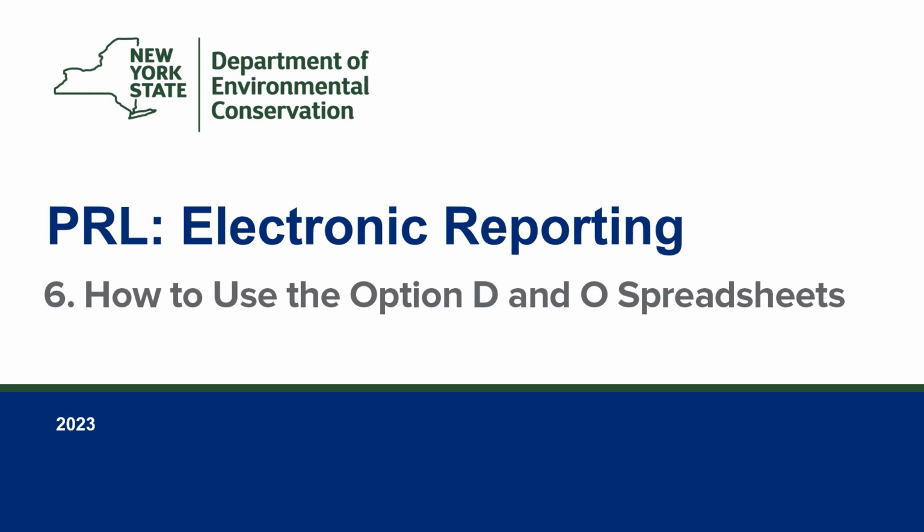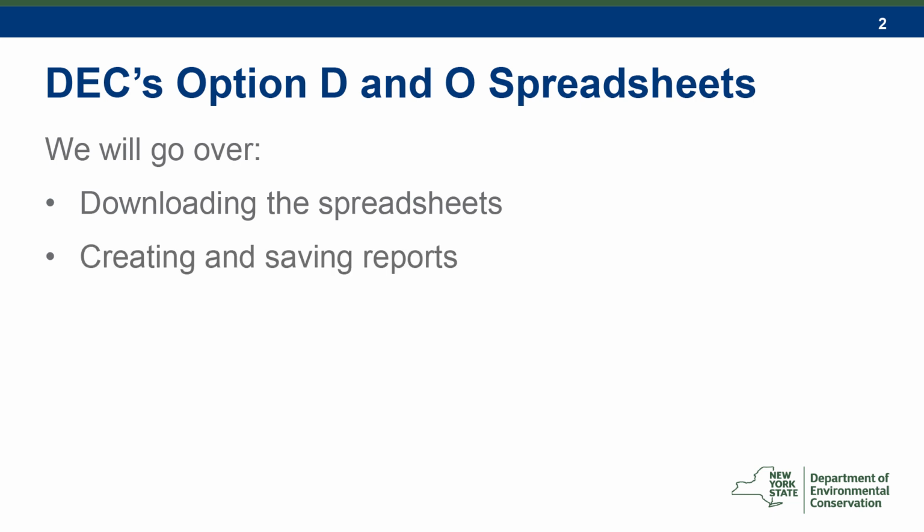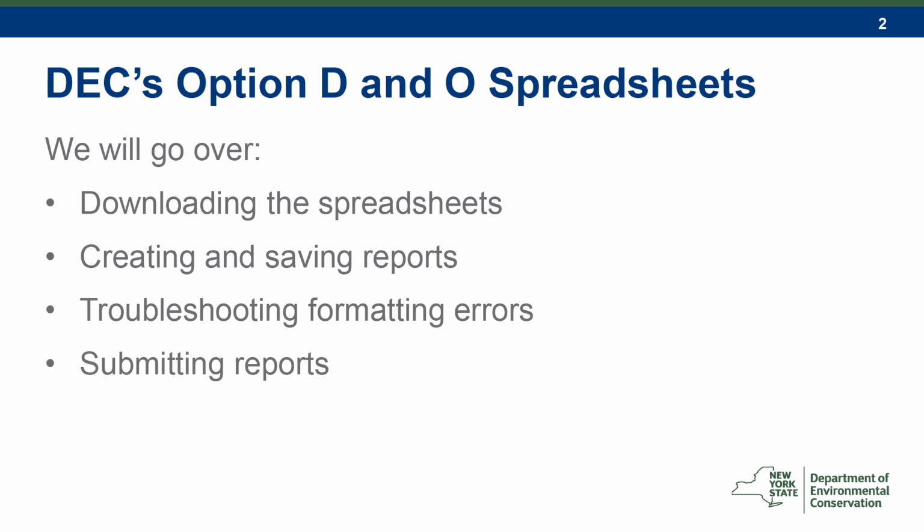If you are unsure whether or not these options will work on your computer, please first watch our video titled, "Which reporting option is right for you?" In this video, we will go over how to download the Option D or O spreadsheets onto your computer, how to create and save reports, how to troubleshoot formatting errors, how to submit your report to DEC through the reporting website, and the email confirmations you receive from DEC after you submit your report.